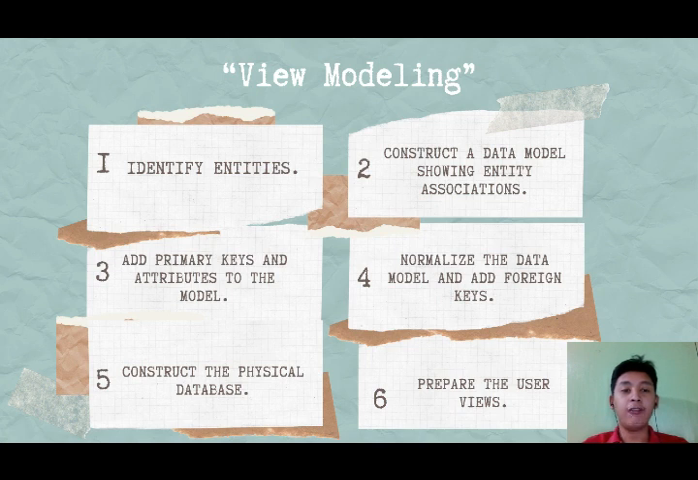First is to identify entities. Second, construct a data model showing entity associations. Third, add primary keys and attributes to the model. Fourth, normalize the data model and add foreign keys. Fifth, construct the physical database. And lastly, prepare the user view. These phases are collectively known as view modeling, and it will be discussed one by one.